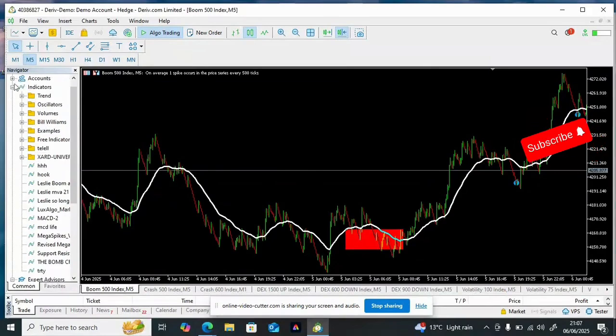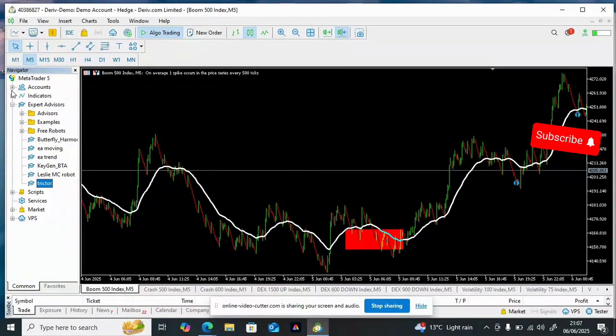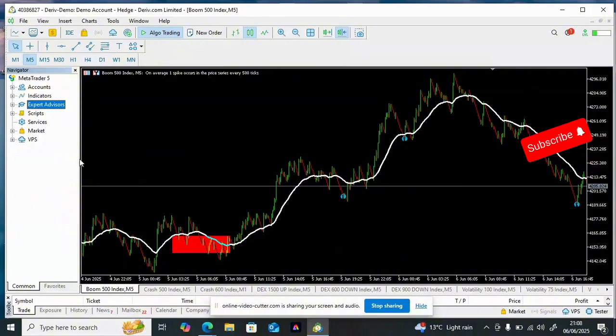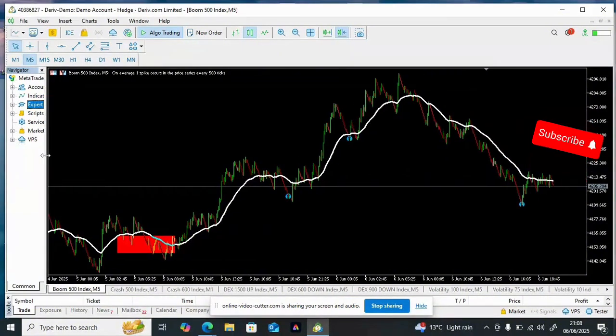I'll give you the settings for mobile as well. I want enough screen, so let me make sure that I have enough screen here. If I can go down, if I can go up, I'll make sure that I have enough screen like this. What we want to start with is Boom 500.